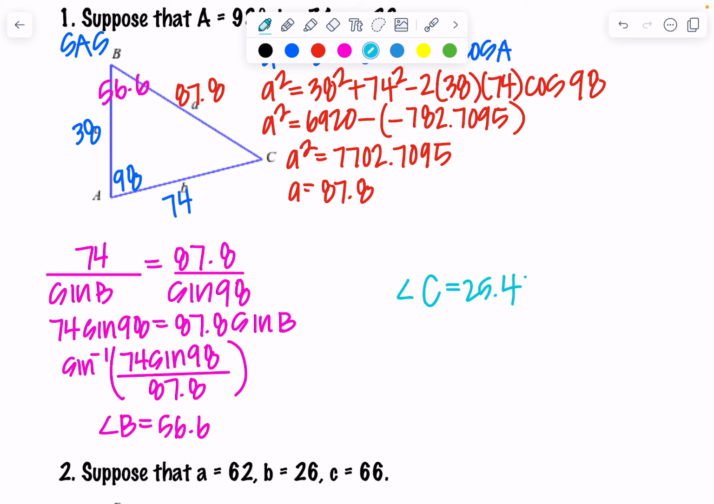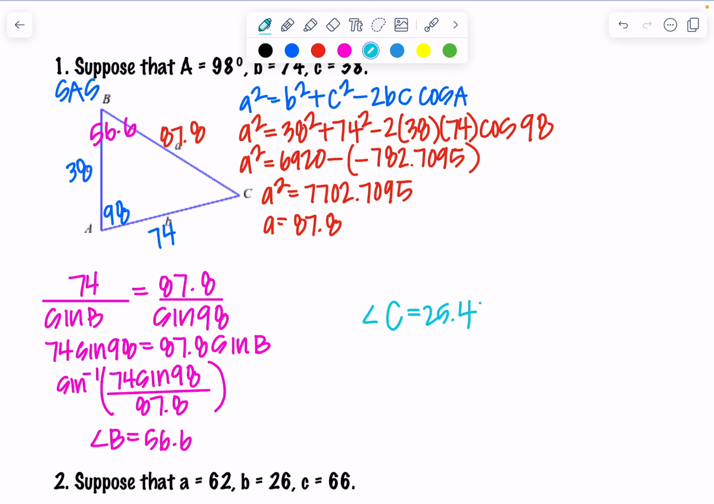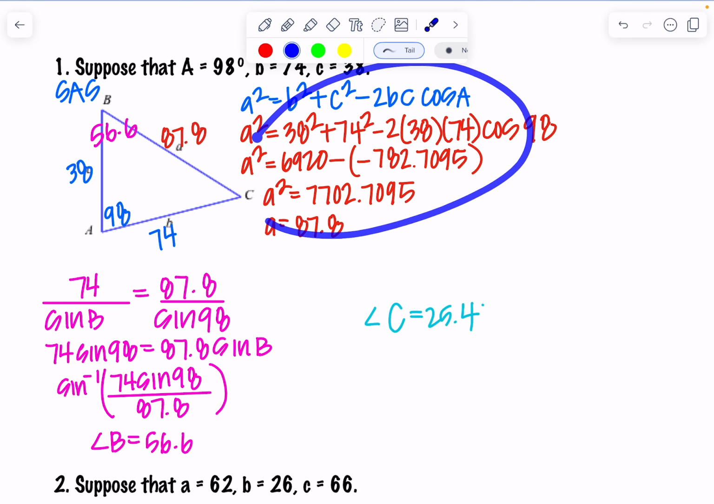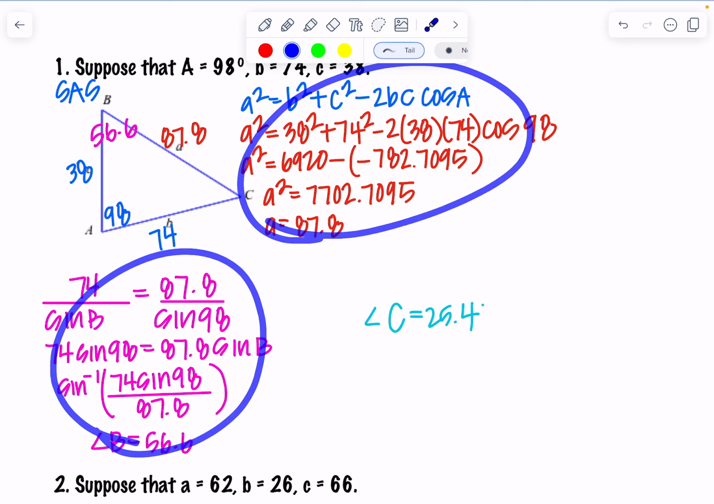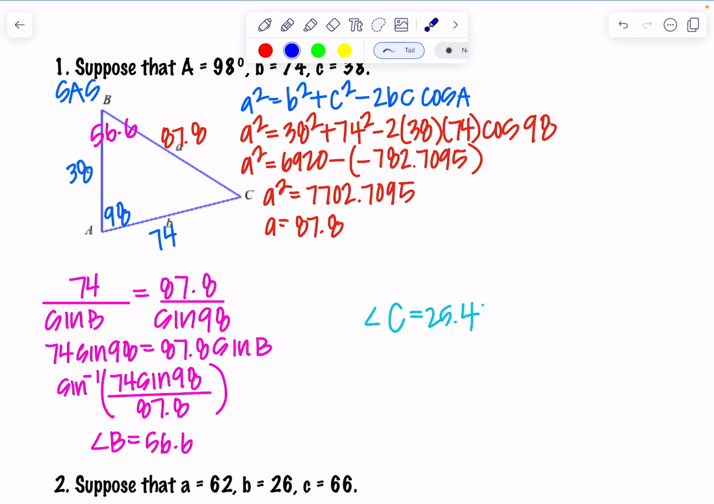Okay, so this is why it is a really good problem for me to put on a test, because you have to do cosine, law of sines, and then obviously just add to 180. So these end up being long problems.